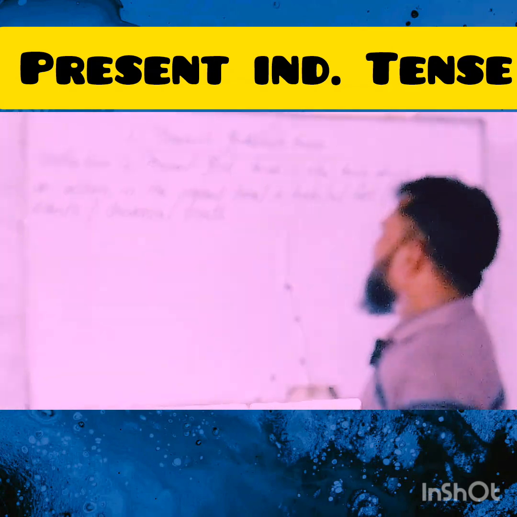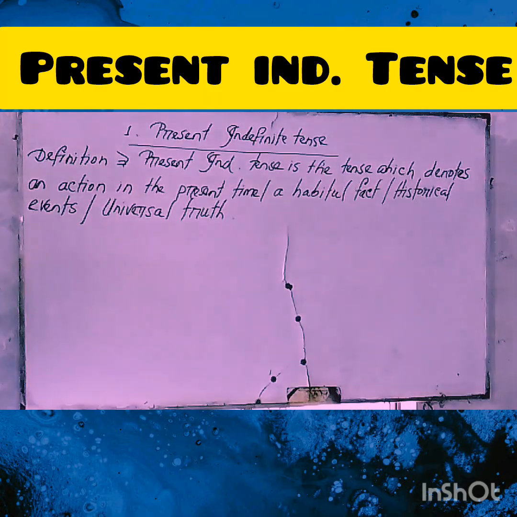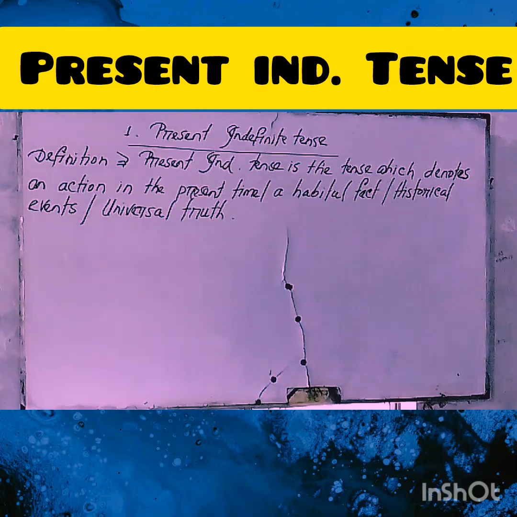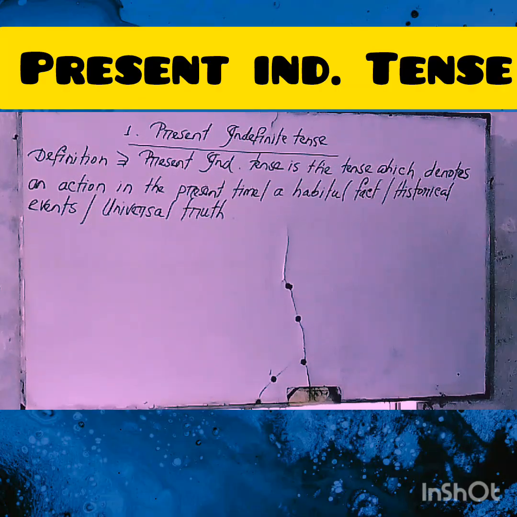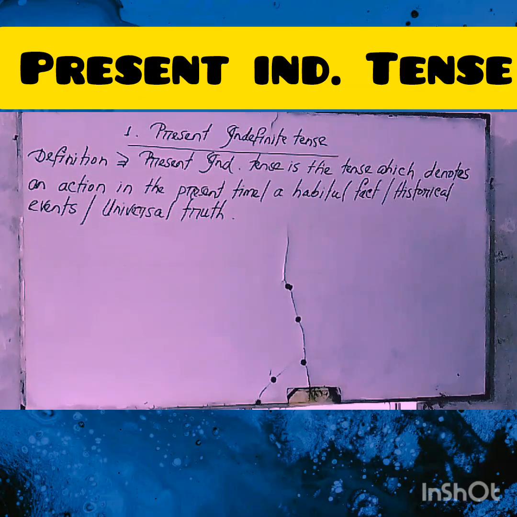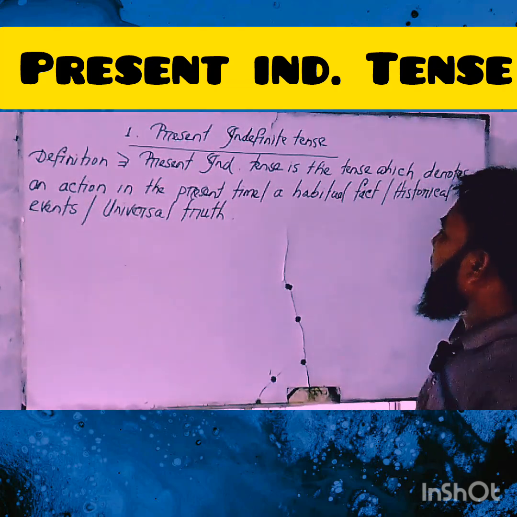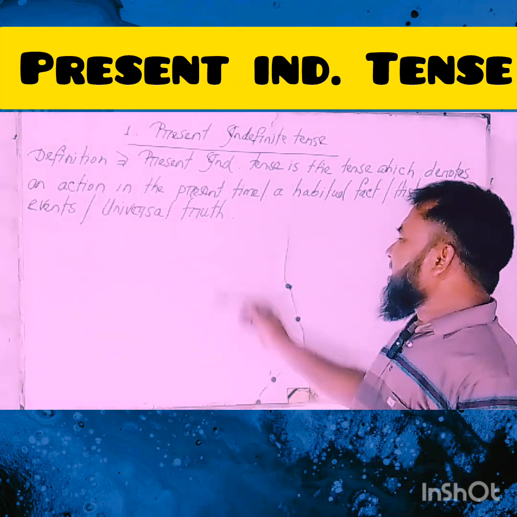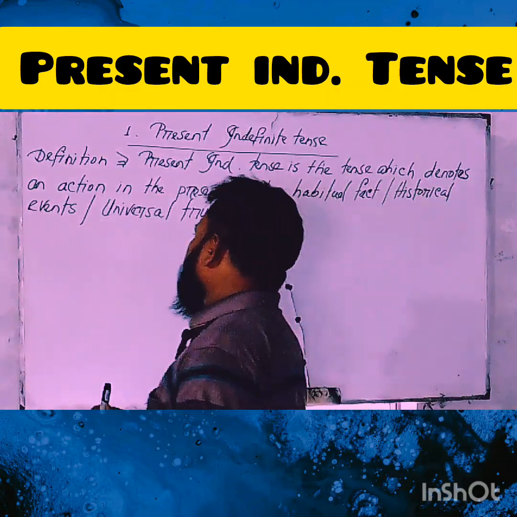You have understood that. My dear learners, if we want to define the present indefinite tense, we can say that present indefinite tense is the tense which denotes an action in the present time / habitual fact or historical event or universal truth. Now, my dear learners, I'm trying to show some examples.